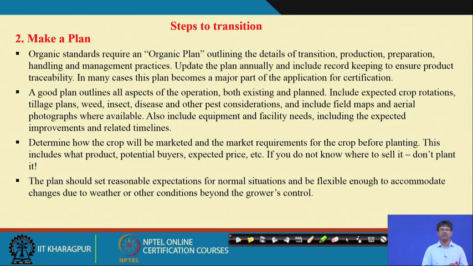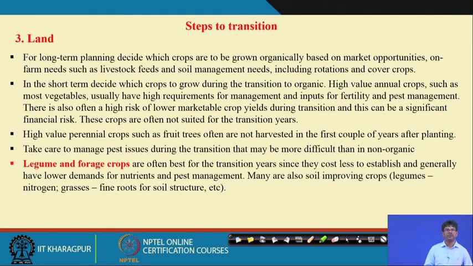So, when you go for the business plan or make a profitable organic farming approach, in this case we should know where our market is, where to sell our produce. If you do not know the market, it is better not to plant the crop. The plan should set a reasonable expectation for normal situations, and we should also have an alternative plan, so that if some changes are required due to weather or conditions, they can be accommodated.